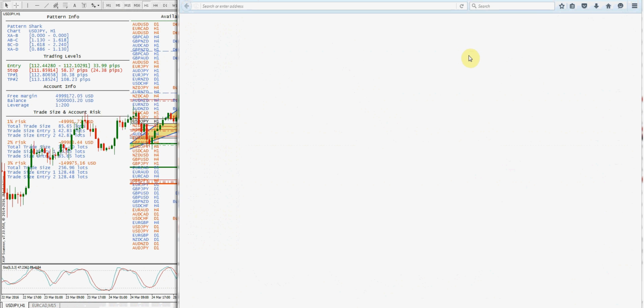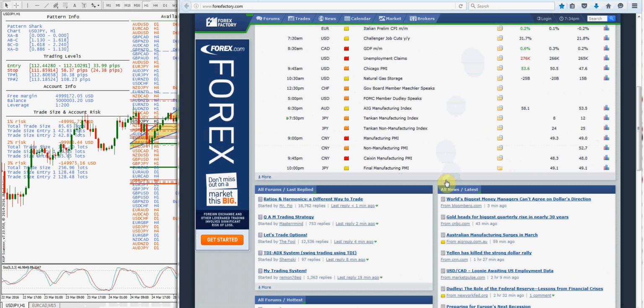All right, folks, as you can see here, we have some news coming out at 7:50. I'm not sure how this is going to react in the USD Japanese yen pair. I'm pretty sure, hopefully, it won't cause too big of a reaction. I don't think it will. It's 2 minutes till 7:50.